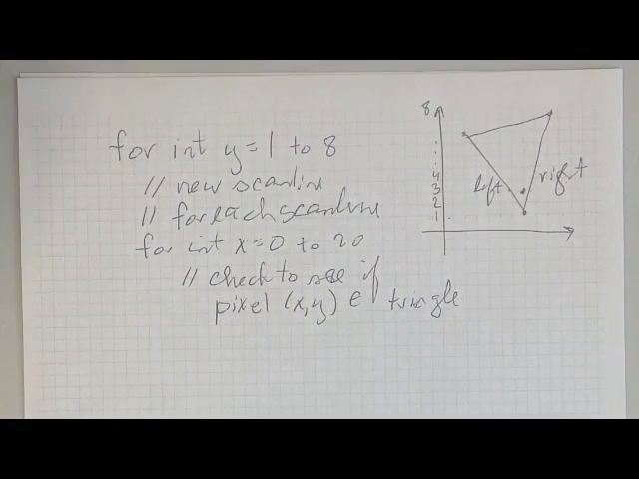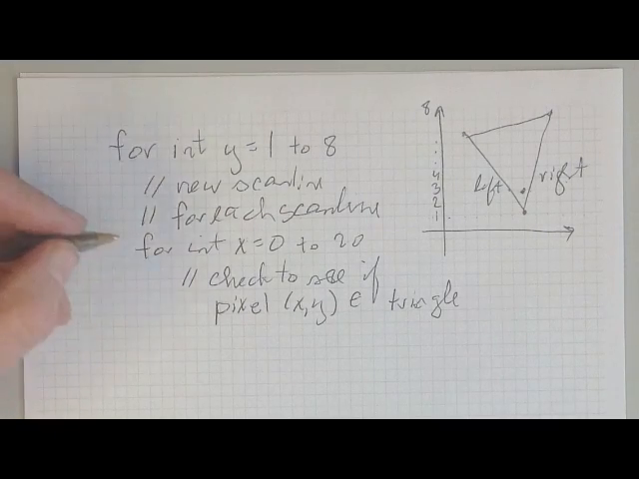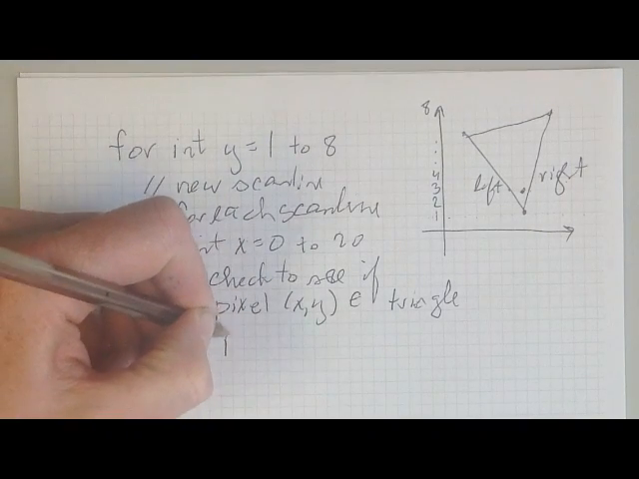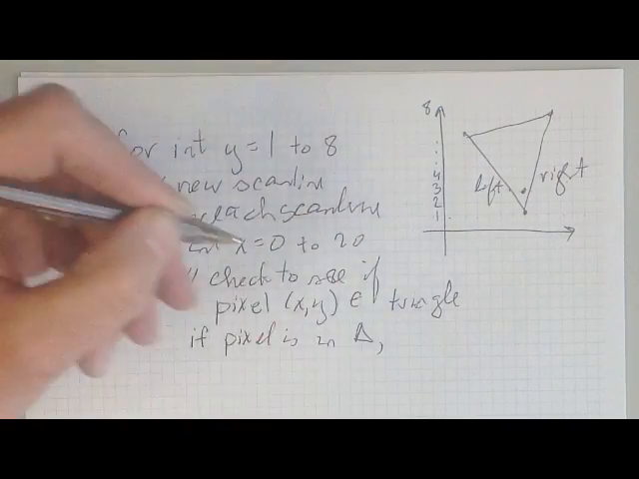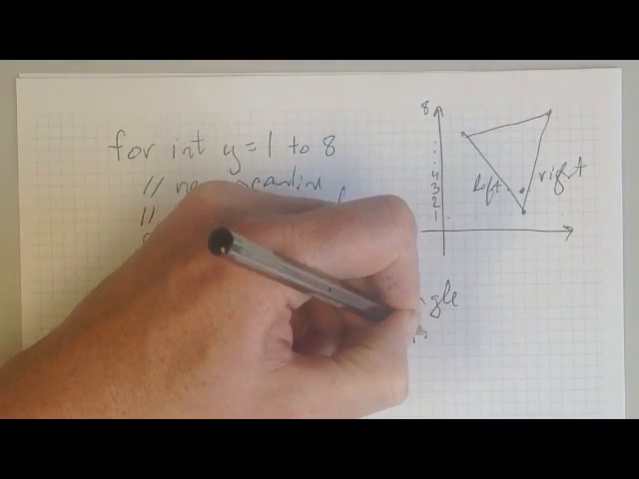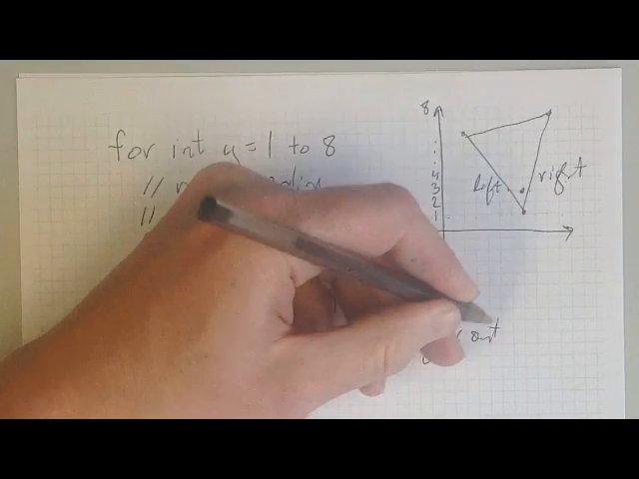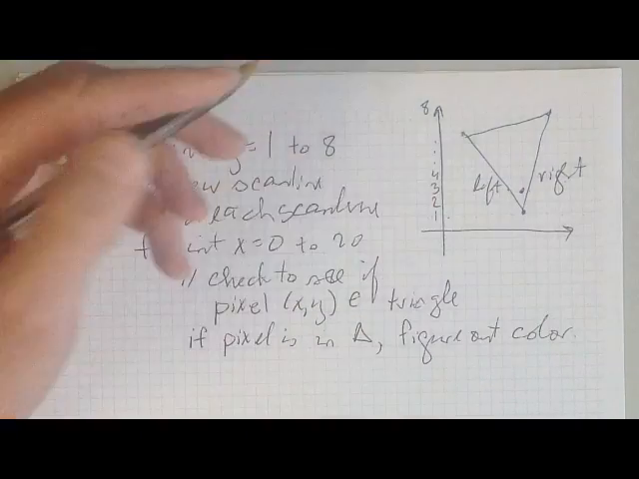So down here, when I check to see if pixel x and y is in the triangle or not, all I'm going to do is compare the value of x for that pixel with the value of x on the left and the value of x on the right, and if it lies between those two values, then I know that the pixel is in the triangle.